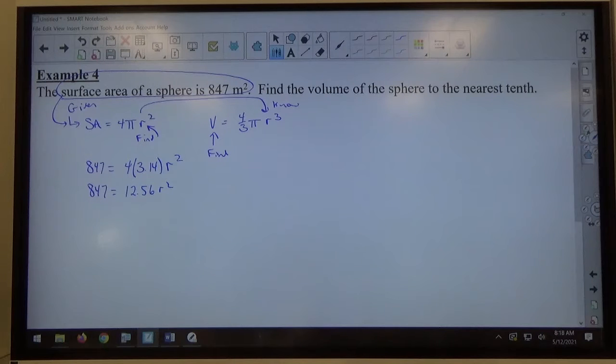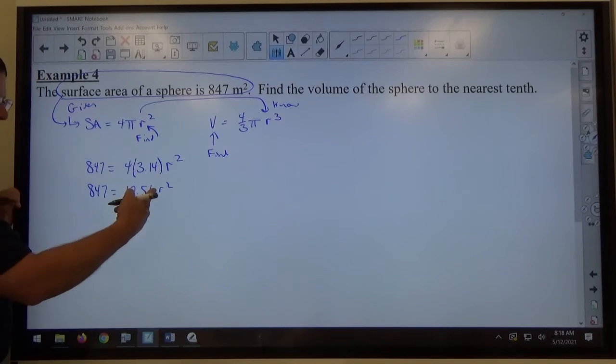And I do recommend, I mean, you can leave pi in the work if you feel like it, but I just changed it to 3.14 at this level of math. In my higher level classes, I usually use the actual pi button, a little more accurate. But for the sake of this class and understanding the technique, 3.14 is accurate enough.